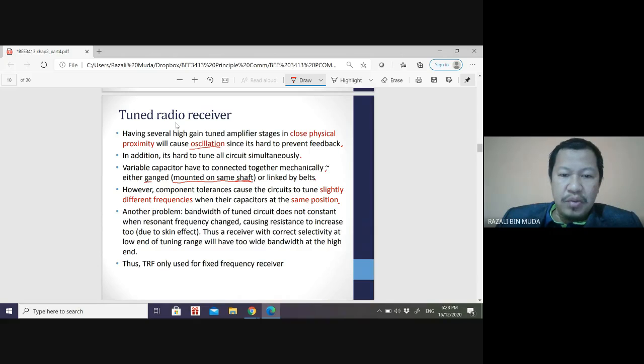Another problem, the bandwidth of a tuned circuit is not constant when the resonant frequency changes, causing resistance to increase due to skin effect. Thus, a receiver with correct selectivity at the low end of the tuning range will have too wide a bandwidth at the high end. Therefore, tuned radio frequency is only used for fixed frequency receivers. Okay.